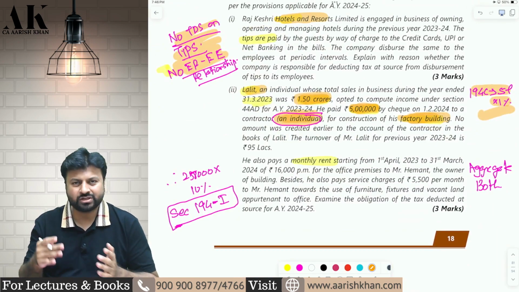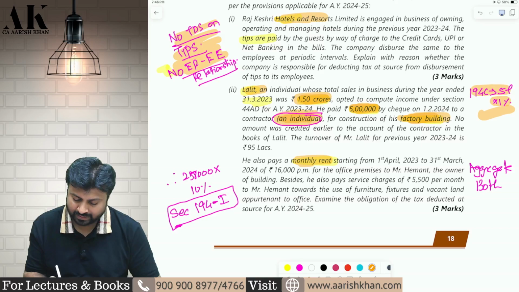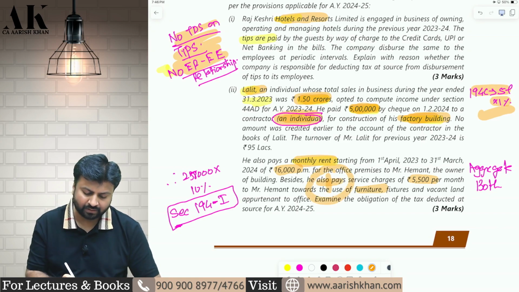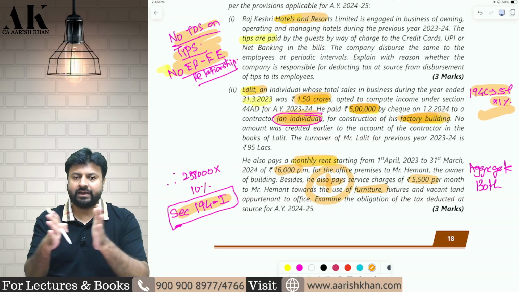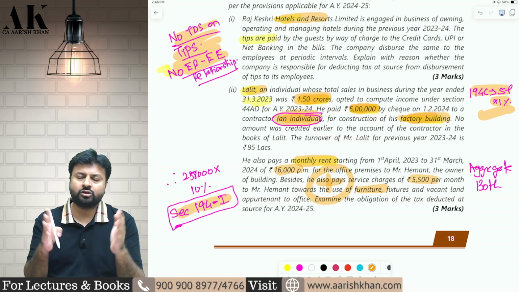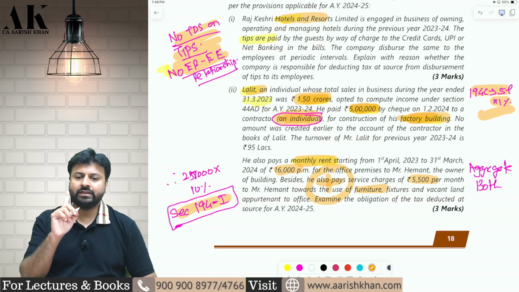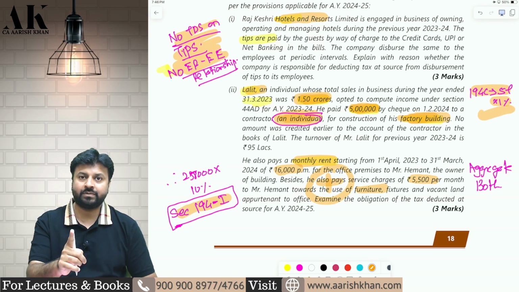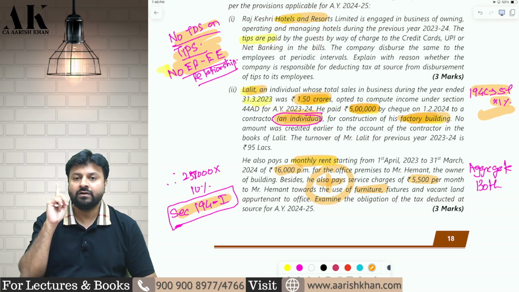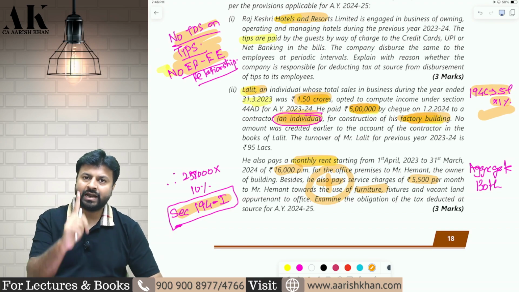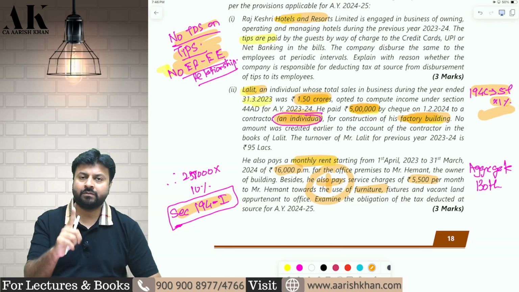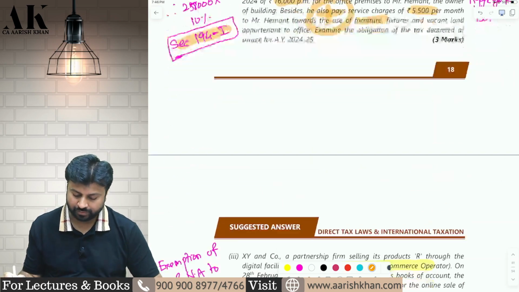Next is a similar question which we have done earlier also. Lalit is also paying monthly rent of 16,000 rupees per month and is also paying some service charges for furniture. So whether we will aggregate both of them and check under 194I? The answer is yes. We will aggregate furniture and land and building and then check under 194I. One thing you remember: for furniture also the TDS rate is 10%. For land and building also it is 10%. It is not 2% for furniture. For plant and machinery it is 2% under 194I. I hope it is clear to all of you.